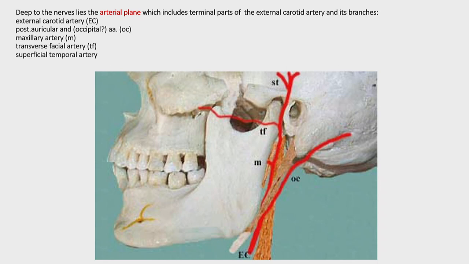And finally, if I remove the nerve, then the deepest layer that we see is the external carotid artery, which is inside the parotid gland. It's giving the branch posterior auricular, which is not present, the superficial temporal, which is giving the transverse facial inside the parotid gland, and also the maxillary artery. All these divisions are made inside the parotid gland.